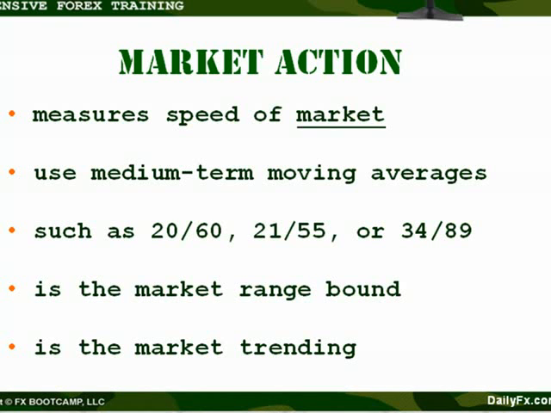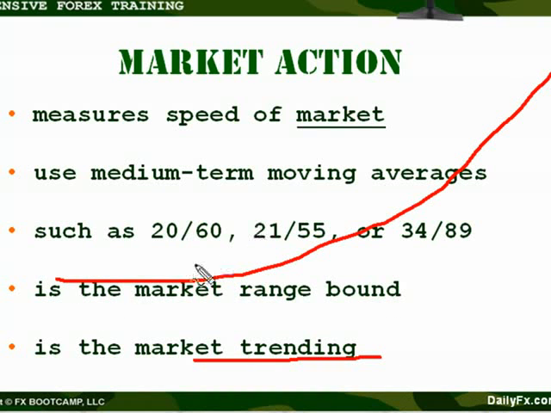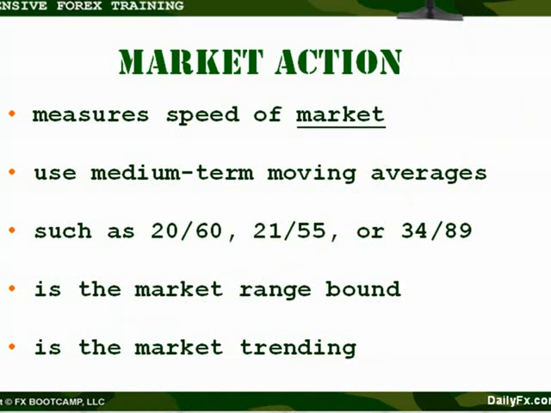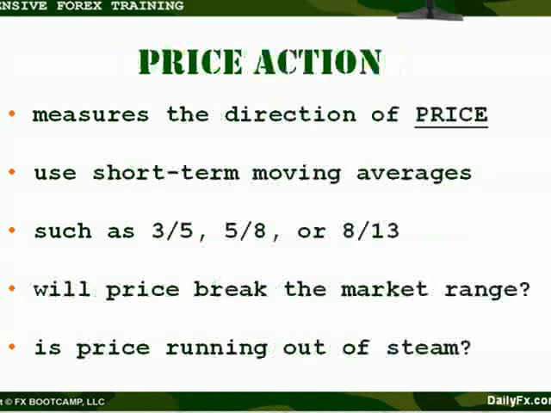Now, if the market is trending, so you have a good cross like this, and you have good angle and separation to the upside, then you want to get on that trend and ride it as far as you can. And price action, again, is a measure of price. For short-term moving averages, I like the 5/8, you can use 3/5, 8/13, whatever.